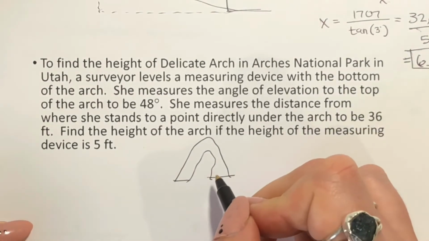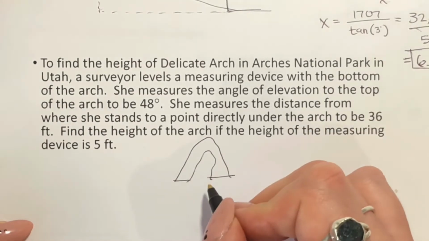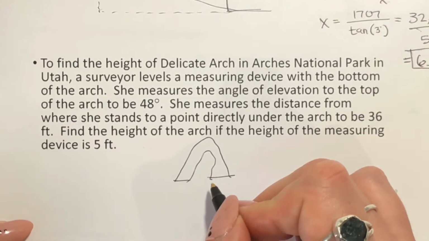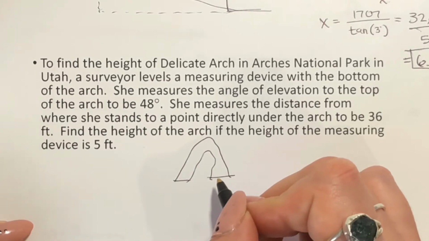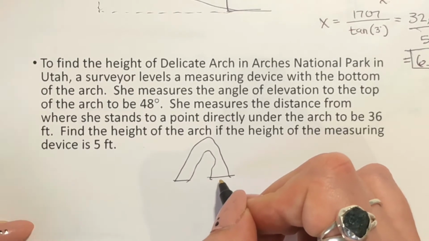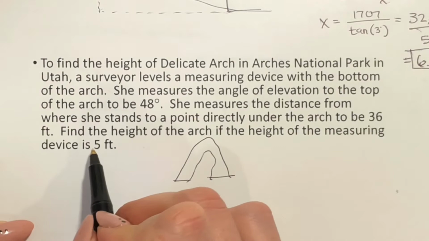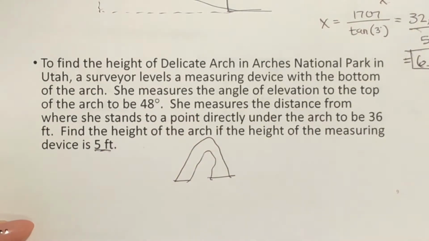And so we have a surveyor. She has a little measuring device at the bottom of the arch. She's measuring an angle of elevation to the top of the arch to be 48 degrees. And she's measuring the distance from where she stands to a point directly under the arch to be 36 feet. And then it's also telling us that the device she's measuring from is 5 feet high, and that's important.